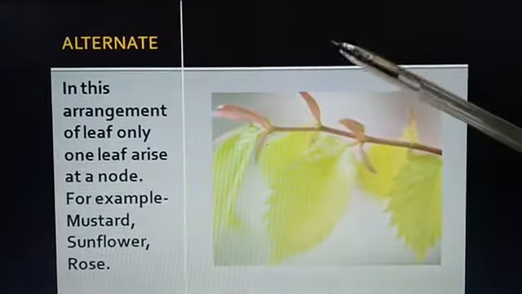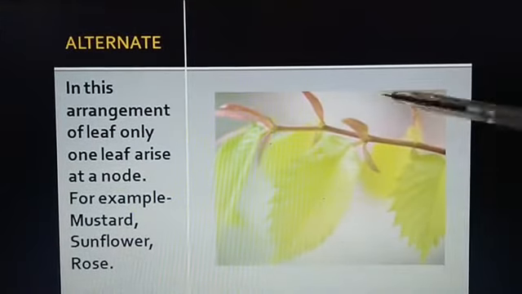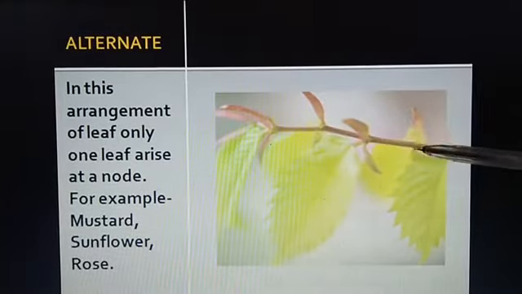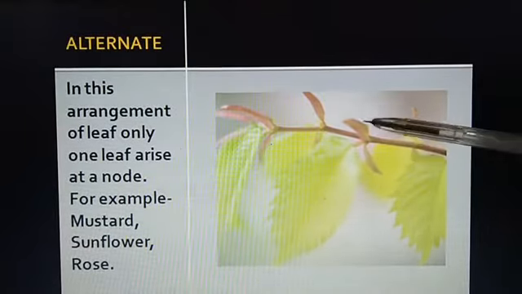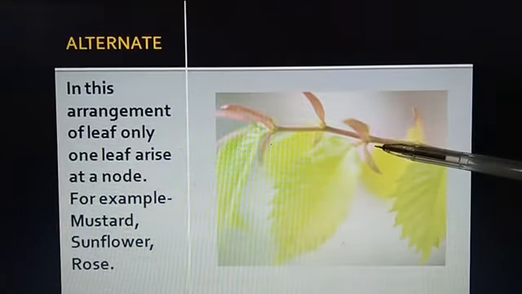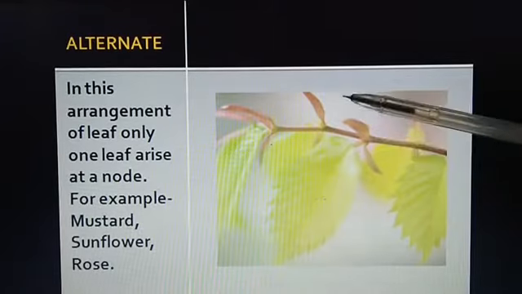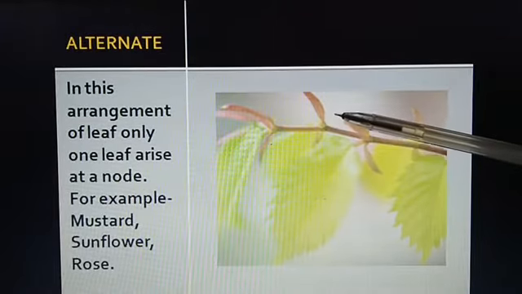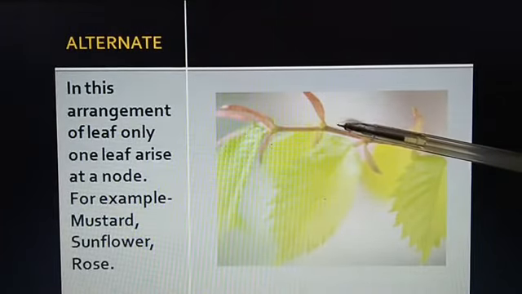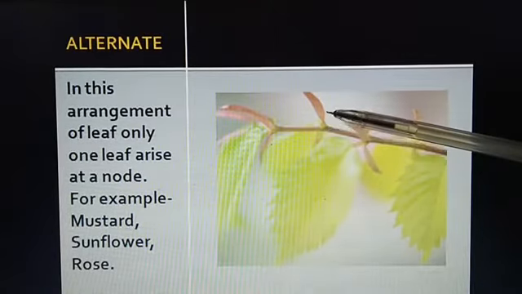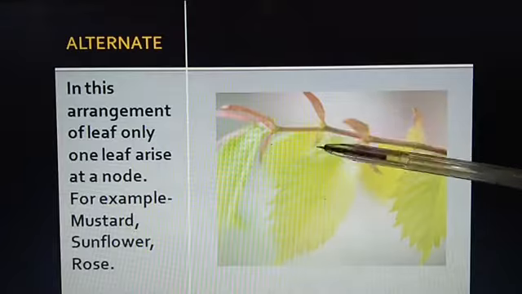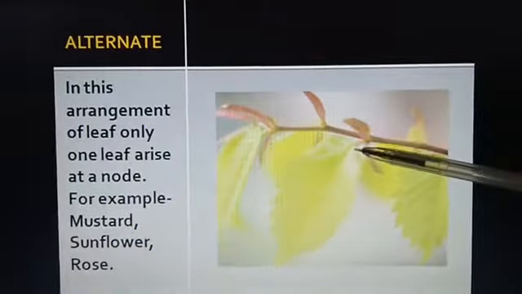Alternate arrangement of leaves. In this arrangement, the leaves are arranged such that one leaf arises at a node. The next leaf arising on the following node is opposite to the previous leaf, meaning the other leaf is arising on the opposite side of this leaf.